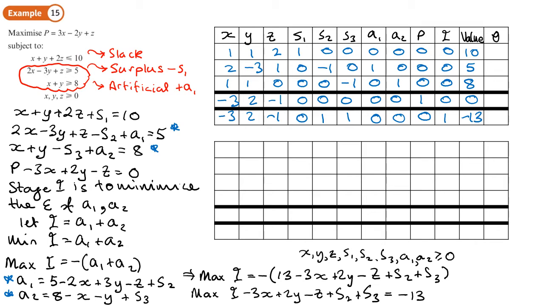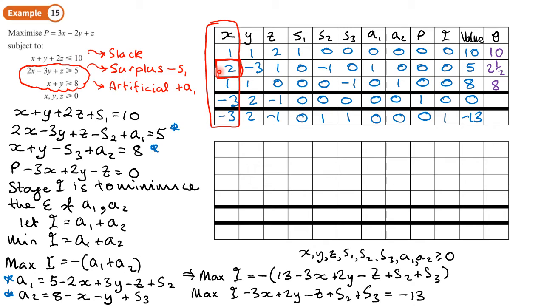Now, just like before, we look for the greatest negative value in the bottom row to find the pivot column, and this is the pivot column here. We're going to work out the ratio. In other words, we're going to do this value divided by this coefficient here. So 10 divided by 1 is going to give us 10. 5 divided by 2, 2.5. 8 divided by 1 is 8. So this row wins. So here's my pivot value here of 2.